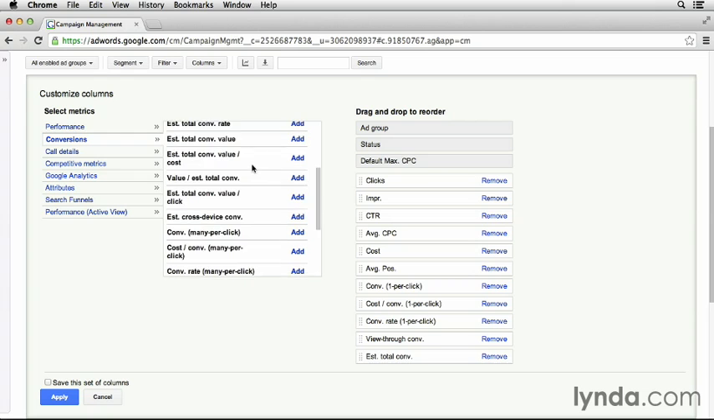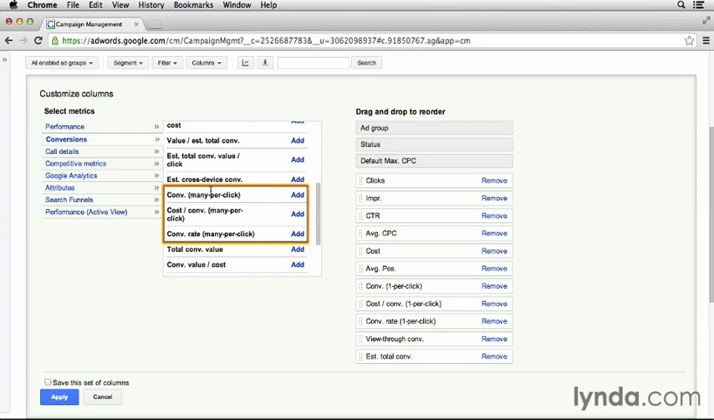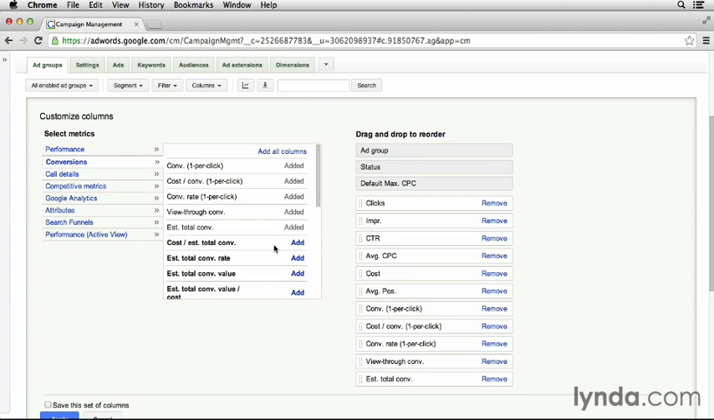Now, towards the bottom, you see the same metrics, only this time with a many per click designation. This just means that in the example we just looked at, you would show all 3 conversions that happened. Again, there's not a right or wrong here, it's just a matter of how you want to look at it in your reports. The metrics themselves are pretty straightforward.